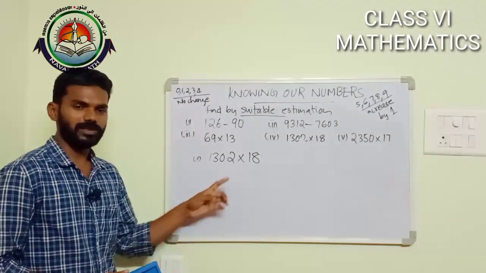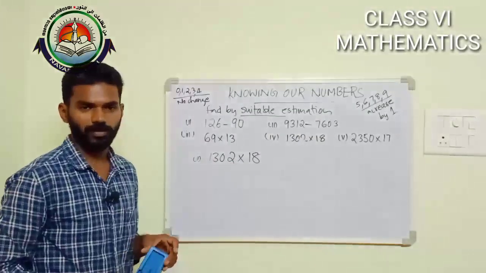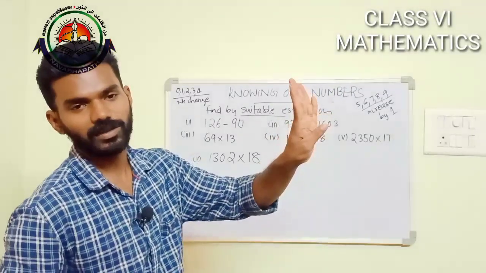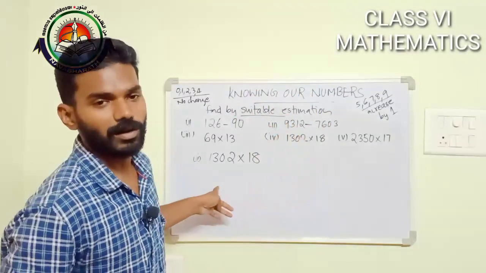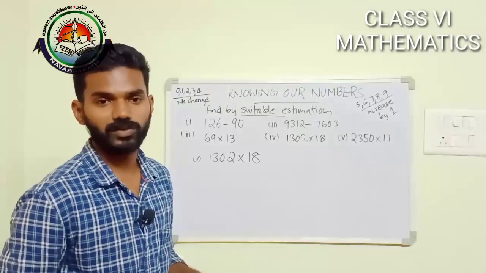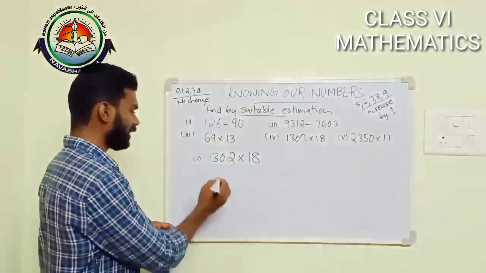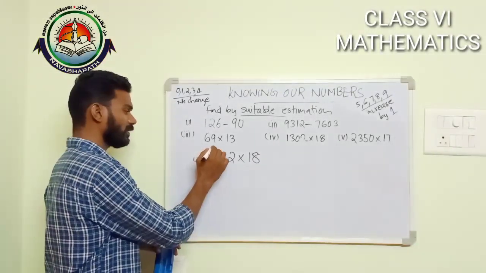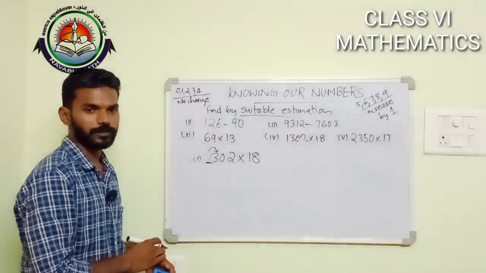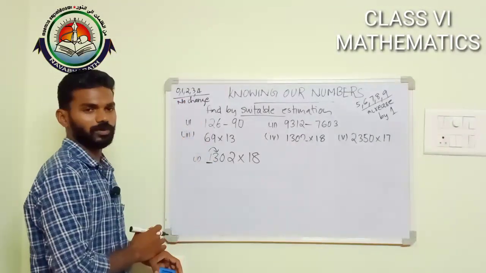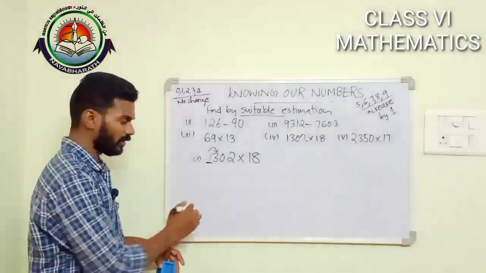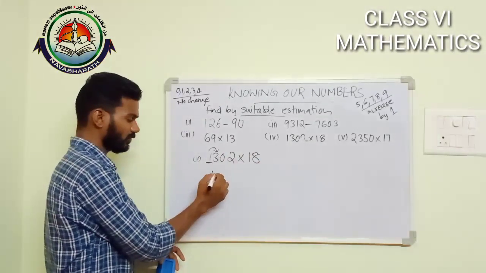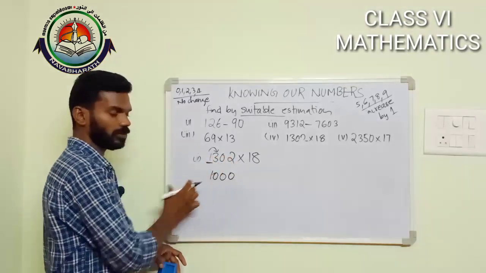This 1302, it is a 4-digit number. 4 digit means ones, tens, hundreds, thousands. Clear? So we must round off to the nearest thousand. For that, select the digit at the thousands place. It is 1. Which is the digit next to it? It is 3. And 3 belongs to this group. So no change for this 1. 1 is 1 itself. Then all the digits are 0. So this would round off to 1000.